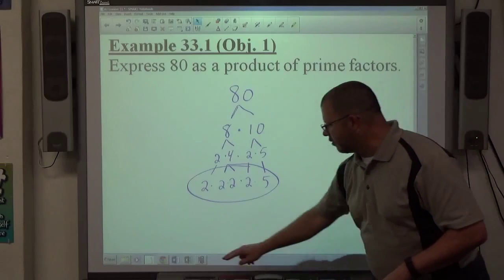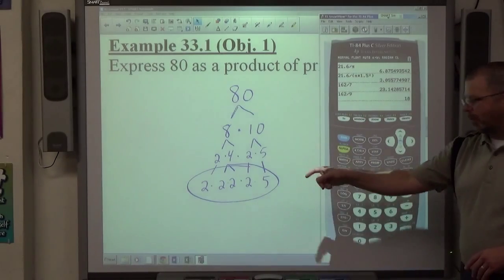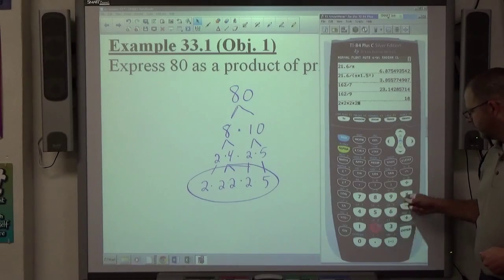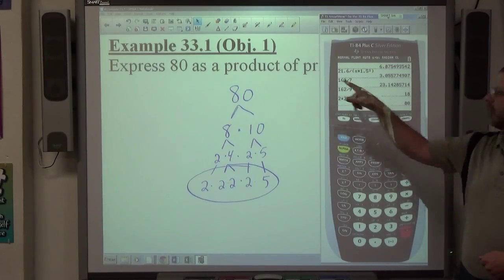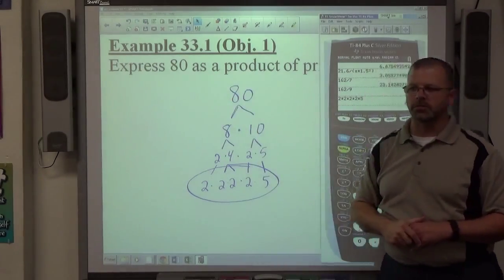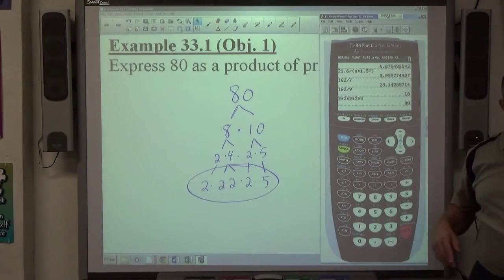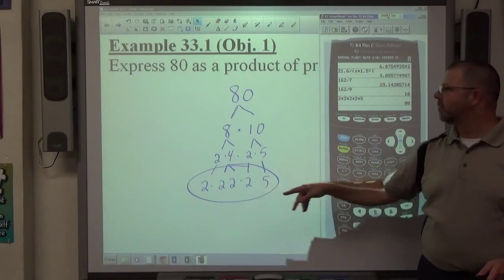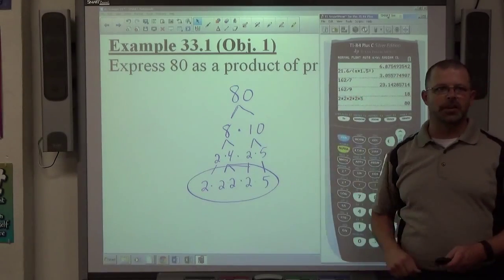All you have to do to check to make sure you're right is real simple. If they're all prime numbers and you type in your calculator the answer and hit equals, it should be the original number you started off with. If it is, you got the right answer. If not, it's not. So that's how you verify that you have the correct answer. It's real simple. Are they prime? Yes. Do they multiply to make the original number? Yes. Then it's the right answer.